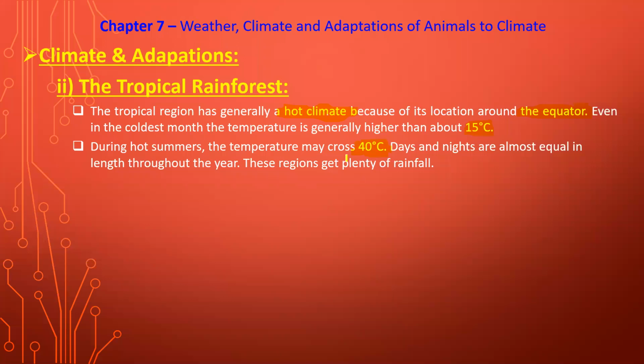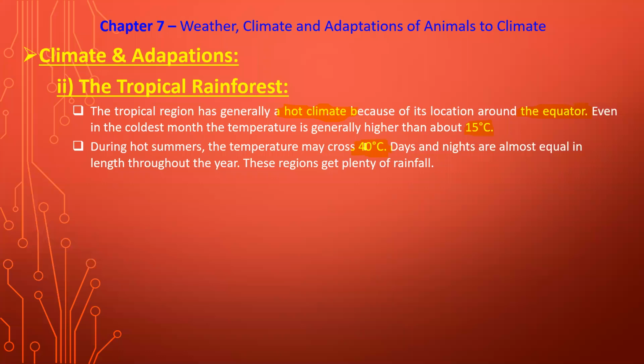That is a very high temperature compared to our body temperature. We know that the body temperature of a human is 37 degrees Celsius, and the temperature of the tropical rainforest region during the summers is much larger than that. It may cross 40 degrees Celsius, rising up to 45 degrees, sometimes 50 degrees. So this temperature is very high.